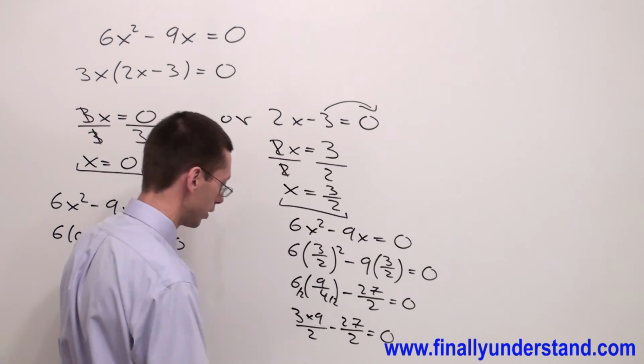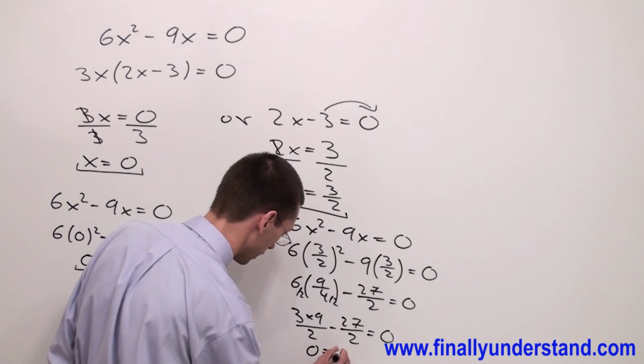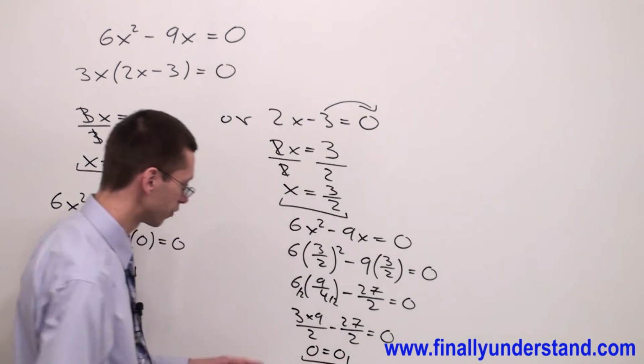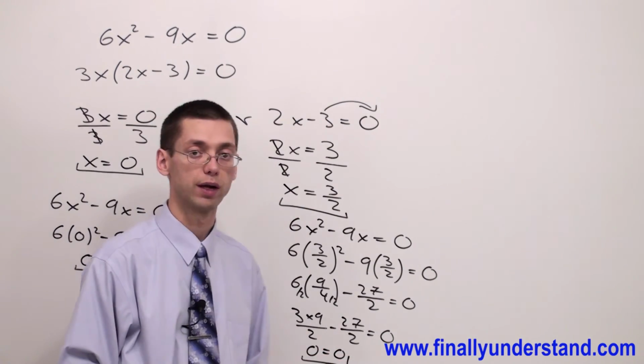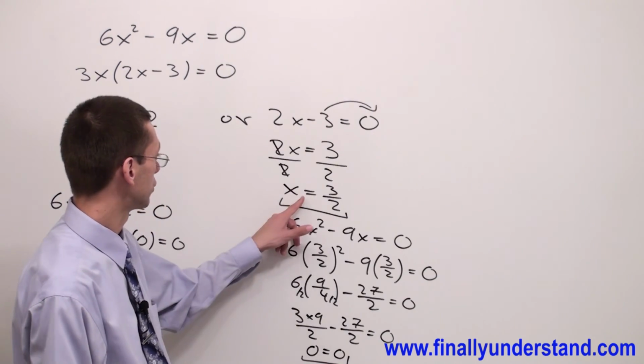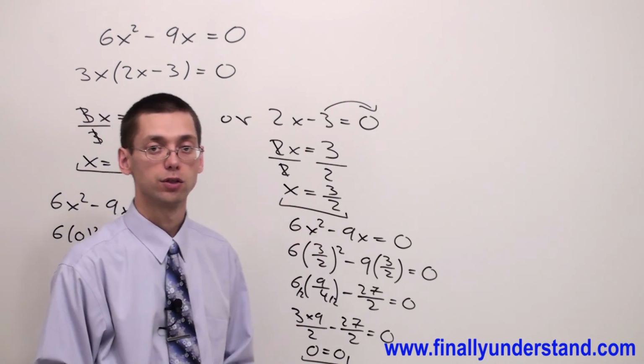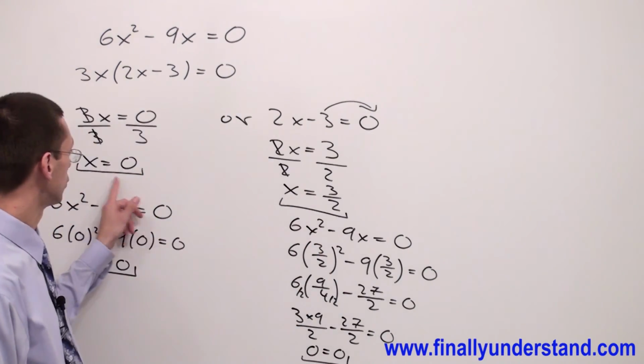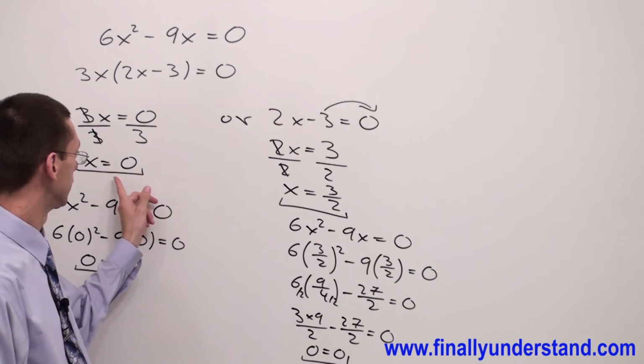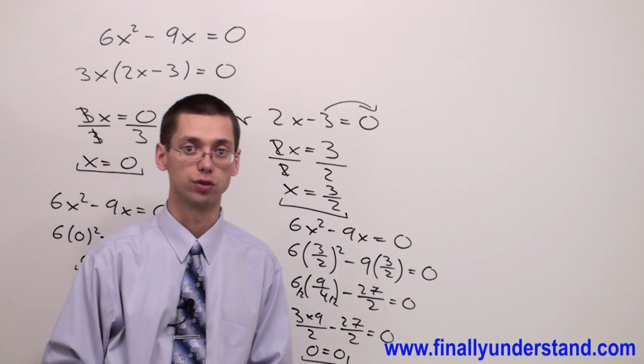So 0 is equal 0. Left side of my equation is equal to right side. So this answer is also correct. So I can say that these two values are the correct solutions to my problem.